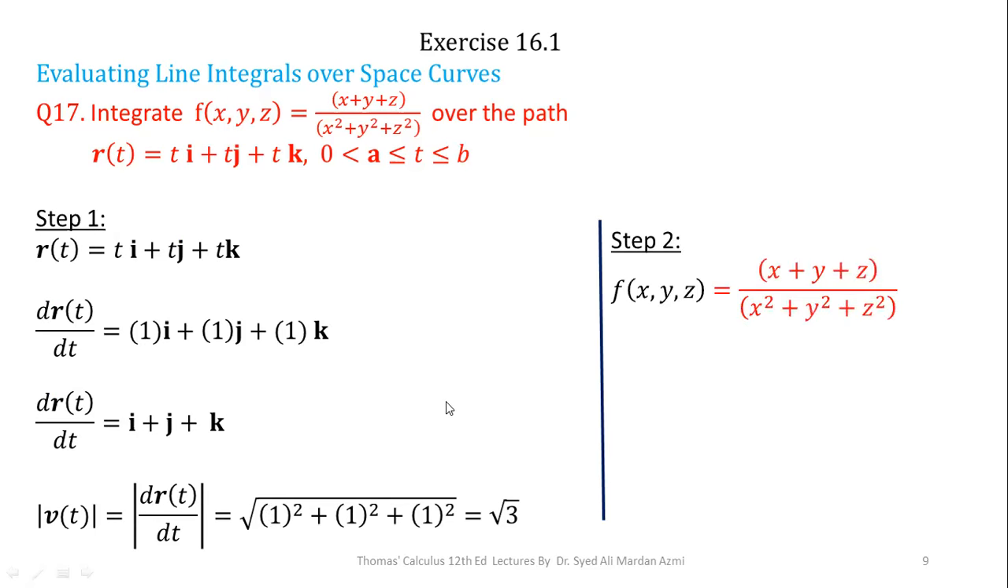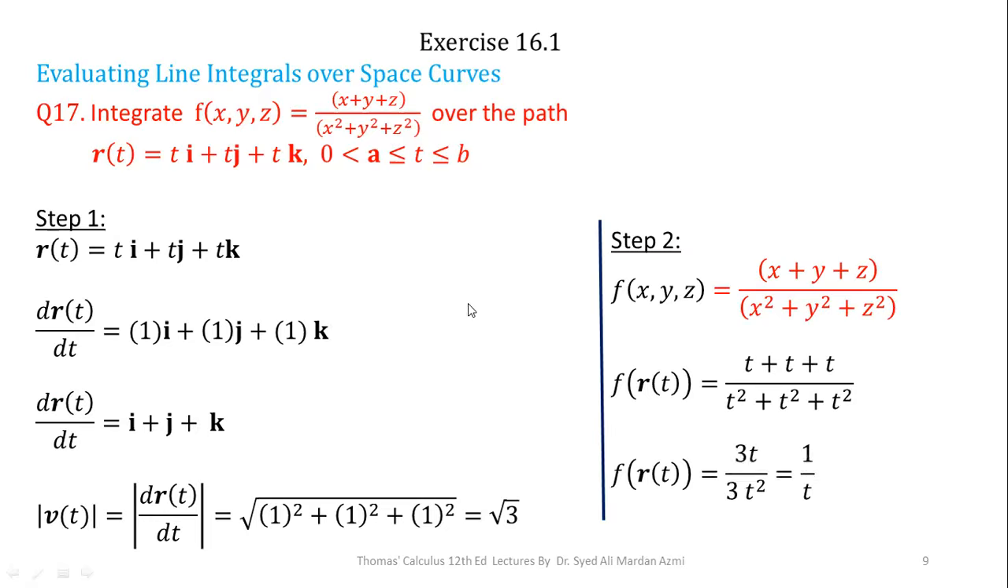In step number 2, we will convert our function in the form of t. Please note that here the value of x is t, the value of y is t, and the value of z is t. So substituting the values, we got t plus t plus t in the numerator, and in the denominator we get t square plus t square plus t square. Making the simplification, we got f of r of t is equal to 1 over t.